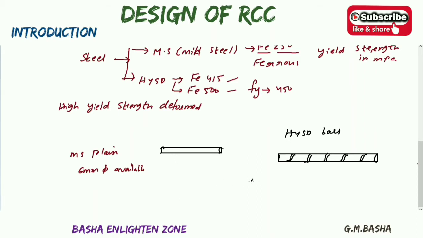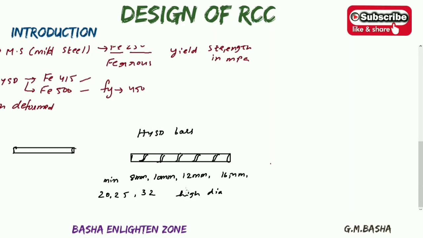The minimum diameter of the bars available in the market is 8, then 10, 12, 16, 20, 25, 32 and higher diameter bars. So these are the bars which will be easily available in the market, and the length.